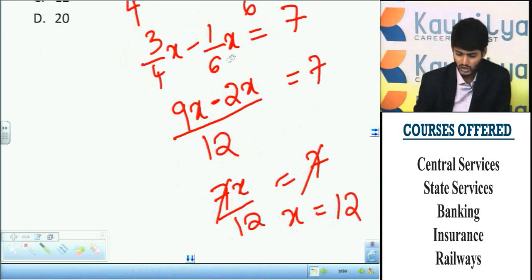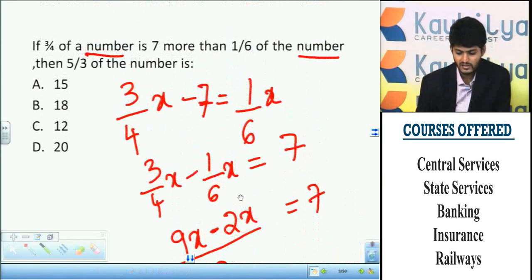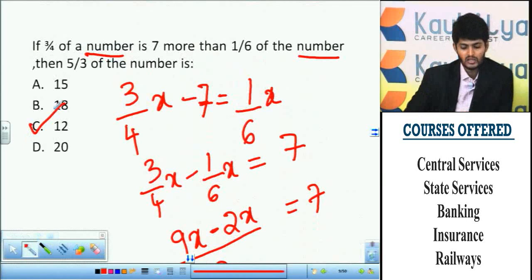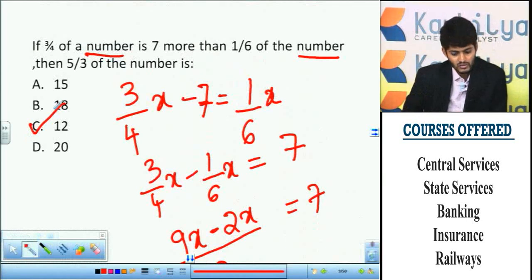So hope you have followed. So x is equal to 12, then he is asking what is the number. Since we have assumed the number to be x only, the answer straight away would be 12. So you can check from the options also in such cases, then you will get the answer much easier.